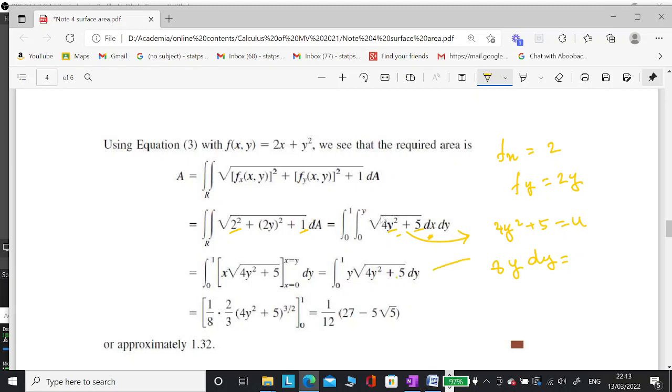Now in this case you can go for substitution, so 8y dy is equal to du. Then y is ranging from 0 to 1, so you can take the variation of u also. Just substitute that, and you will get the answer as 1 by 12 into (27 minus 5 root 5).